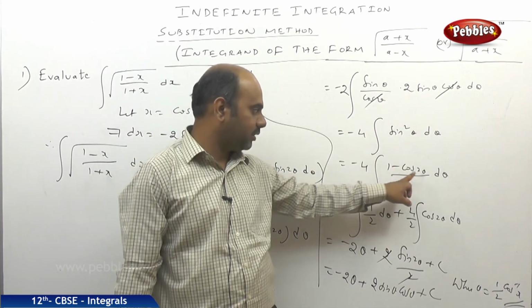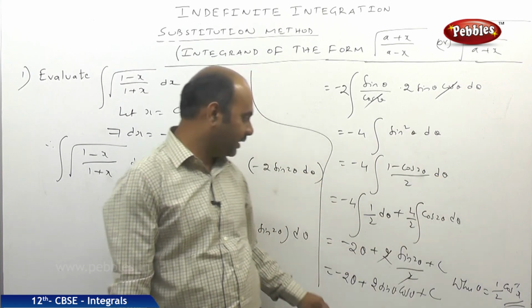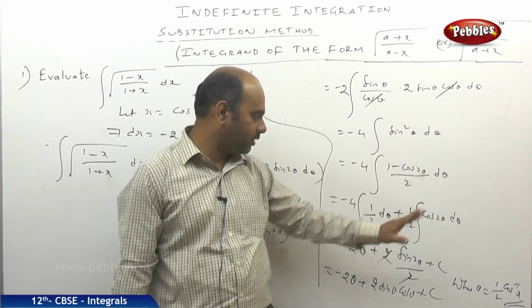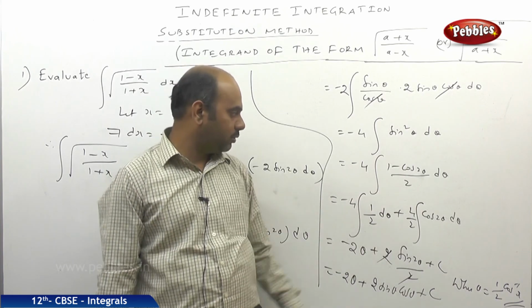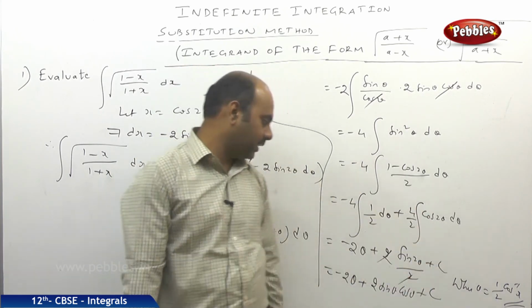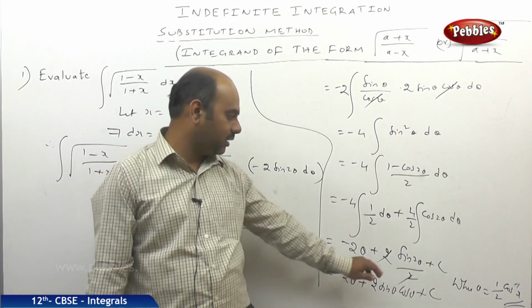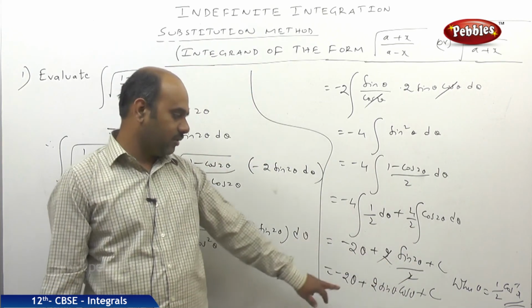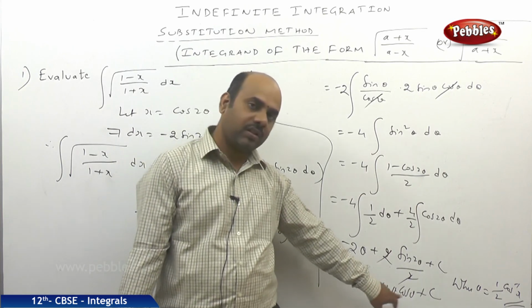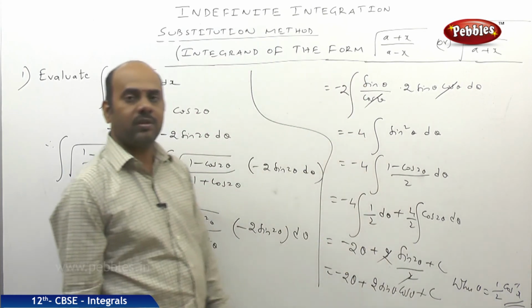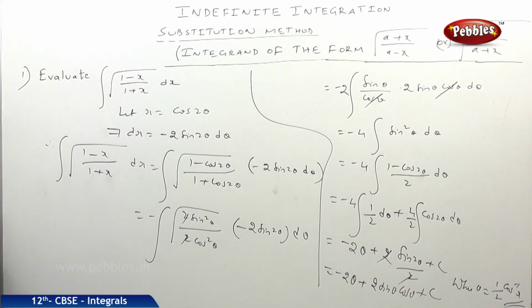Sin square theta can be written as (1 minus cos 2 theta) by 2 d theta. So minus 4, (a minus b) by c means a by c minus b by c. So 1 by 2 d theta, minus minus plus, 4 by 2 into cos 2 theta d theta. So minus 2 theta plus 2 sin 2 theta by 2 plus c, 2 cancels, minus 2 theta plus 2 sin theta cos theta plus c. So theta is equal to 1 by 2 cos inverse x.